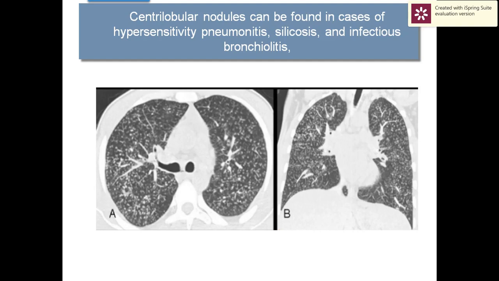In a picture of a CAT scan, as we see here, there are multiple centrolobular nodules, coming in the center of the secondary lobule. Inhalation of the antigen, inhalation of silica dust, or sometimes an infectious process, so the disease is caused by inhalation through the airway, produces centrolobular nodules, which are very characteristic of hypersensitivity pneumonitis or HP.